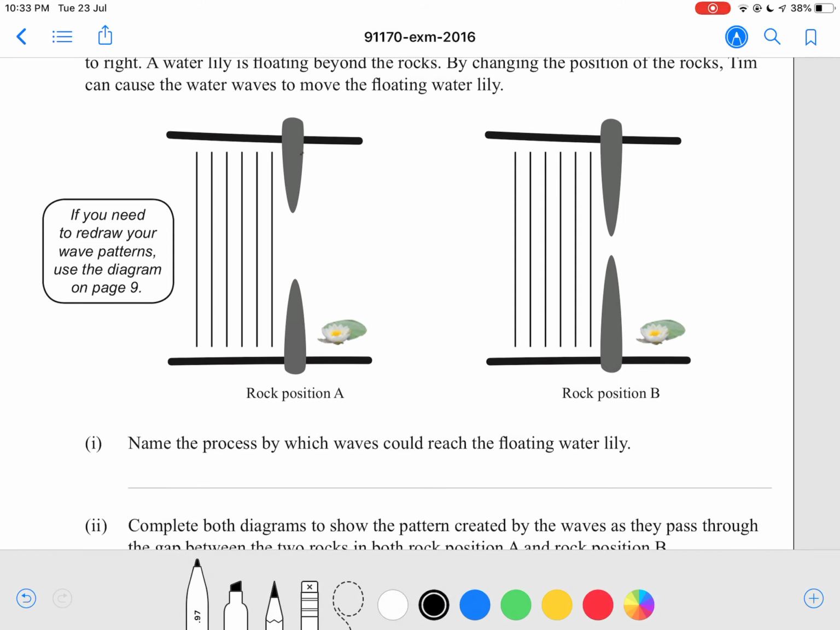So when the waves travel and hit an obstacle, what's going to happen is going to be called diffraction. The wave is going to bend as it hits the obstacle. So all we have to do is state diffraction here. We don't have to do anything more, just diffraction.